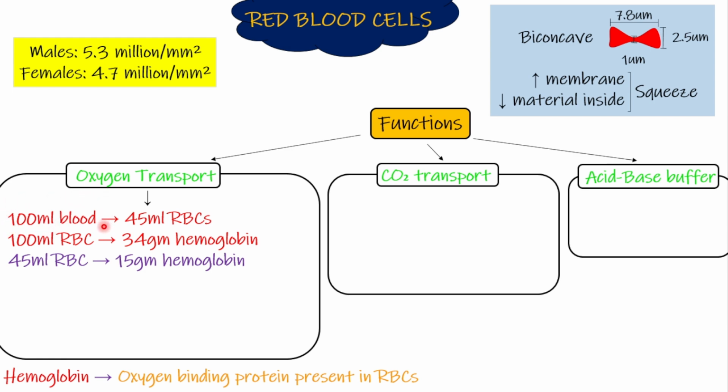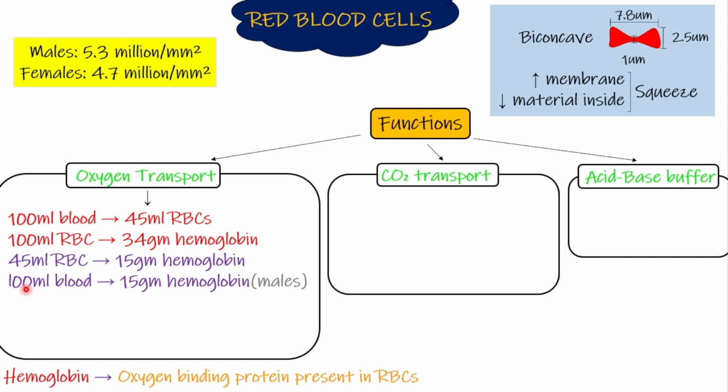the amount of oxygen carried by 100 ml of blood. So for that, first we calculate the amount of RBCs present in it. Then we will calculate the amount of hemoglobin present in these RBCs, and then we will calculate the amount of oxygen carried by that amount of hemoglobin. So if 100 ml of RBCs have 34 grams of hemoglobin, then 45 ml of RBCs will have 15 grams of hemoglobin in them. So 100 ml of blood will have 15 grams of hemoglobin.